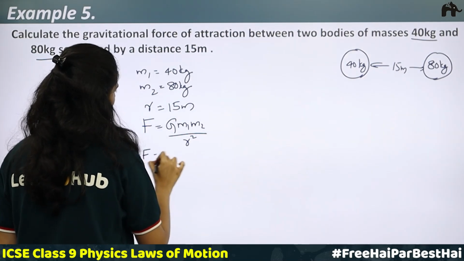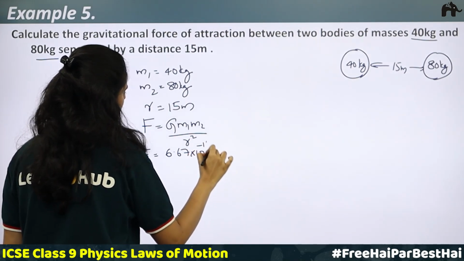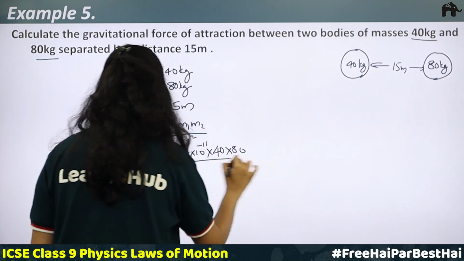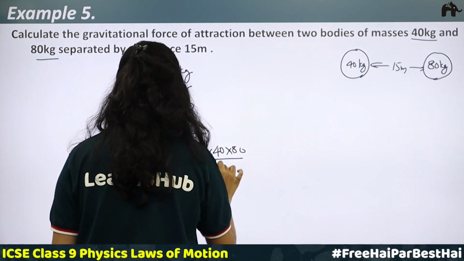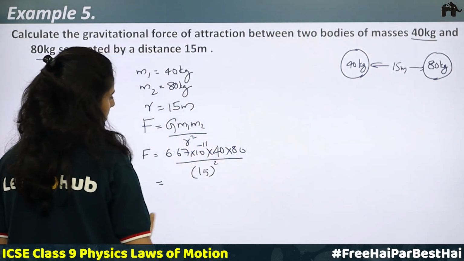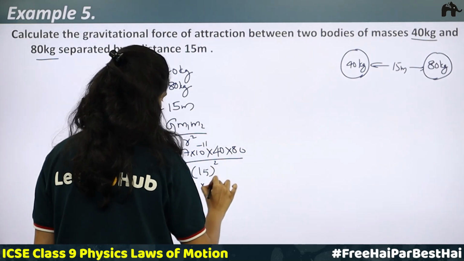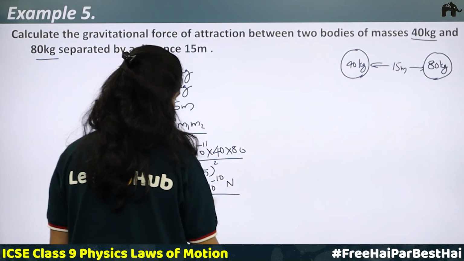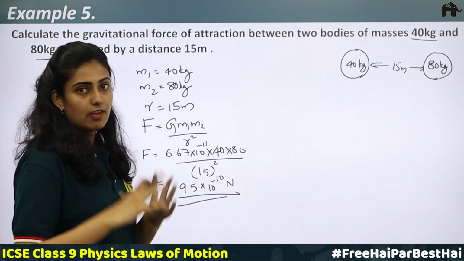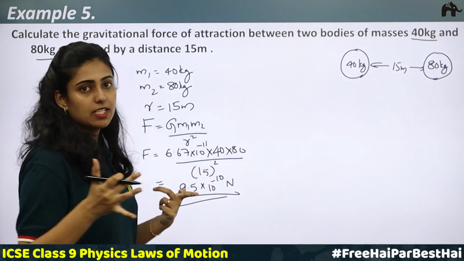So F is equal to 6.67 into 10 raised to minus 11 into 40 into 80 divided by 15 square. When you calculate this, you will be getting the value 9.5 into 10 raised to minus 10 Newton. Gravitational force, the unit is Newton. Any force, the unit is Newton. So this is the value of gravitational force between masses 40 kilogram and 80 kilogram separated by 15 meters.